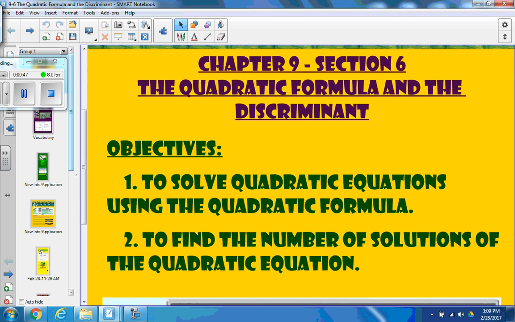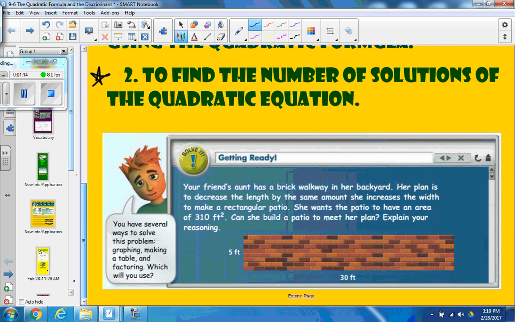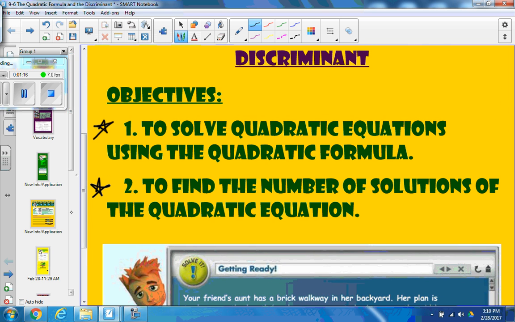So here are the two objectives that go along with this lesson. The first is to solve quadratic equations using the quadratic formula. The second has to do with finding the number of solutions of a quadratic equation. If you're given a quadratic equation, you can use part of the quadratic formula, called the discriminant, to determine right away if there's going to be one solution, two solutions, or no solution. It especially helps if there's going to be no solution, because then you don't have to go through all the work.